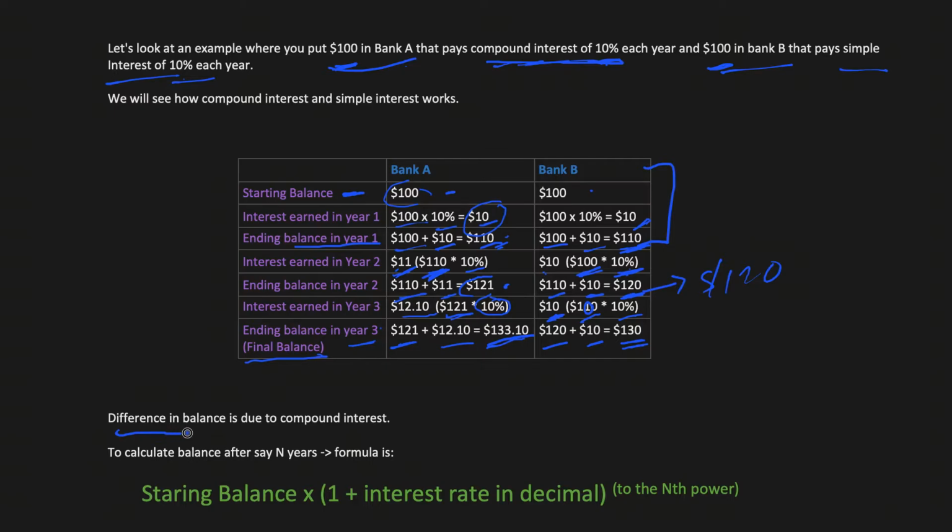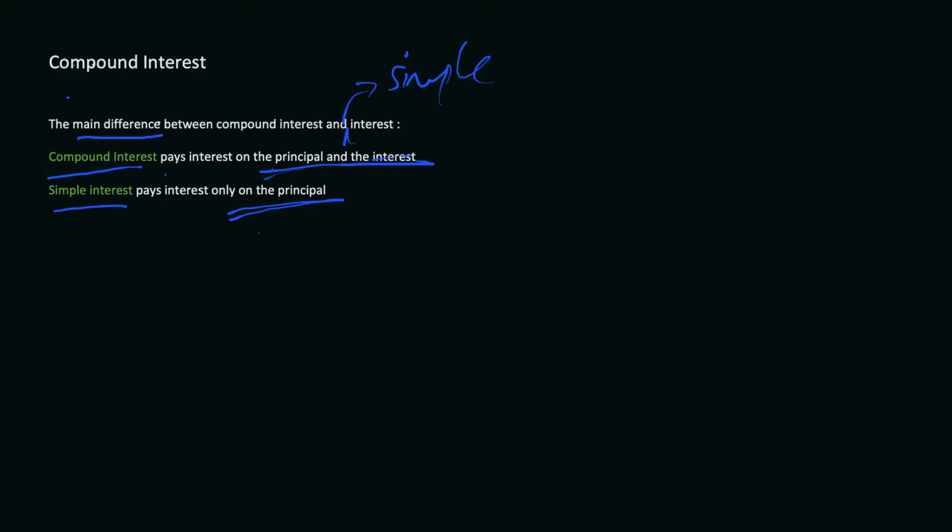So that is due to compound interest. The difference of $3.10 that we are seeing between bank A and bank B is because of the compound interest. This will make more sense if you go back to our definition. Compound interest pays interest on both principal and the interest, whereas simple interest pays interest only on the principal, which was $100 in both the cases.